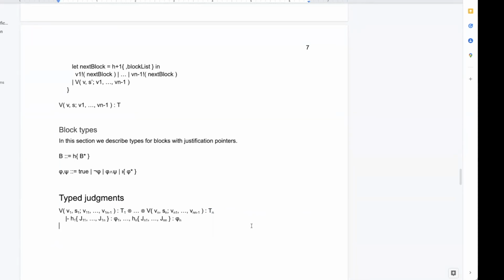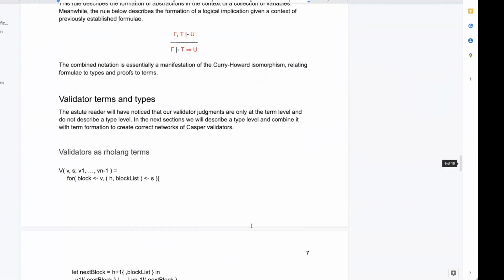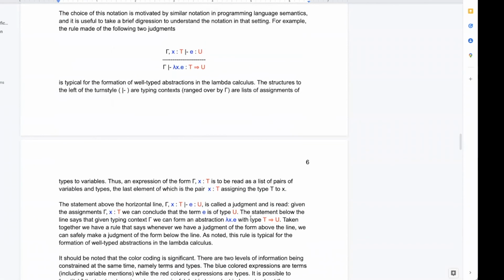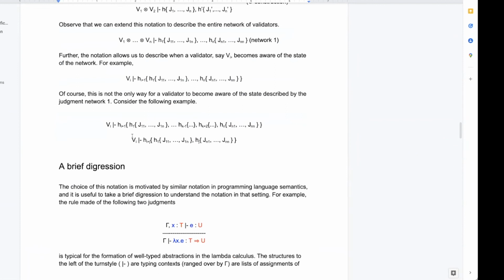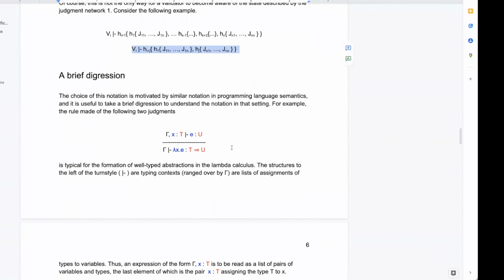Are people able to read this? I can follow it. I'm almost there, but okay. All right. So it's just an extension of this kind of notation in the kind of thing that we're doing here.